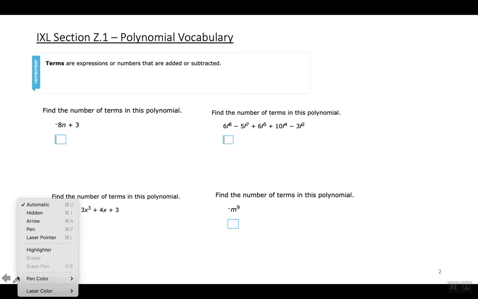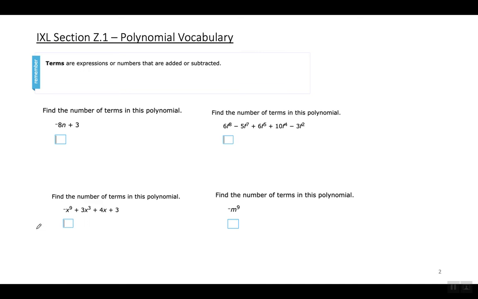The first type of question that they're gonna ask you has to do with the number of terms in each expression. Okay, so up here it says that terms are expressions or numbers that are added or subtracted. So what you see that's being separated by addition or subtraction signs, those are terms. Okay, so in these questions, they're asking you to find the number of terms in this polynomial. So this one right here has 2. Those are the 2 terms.